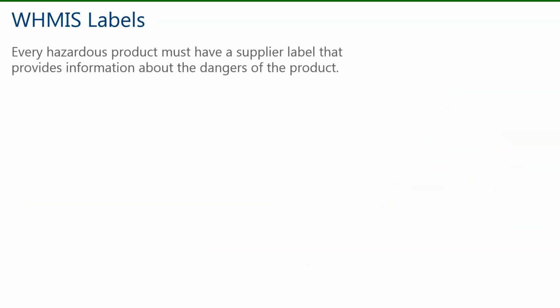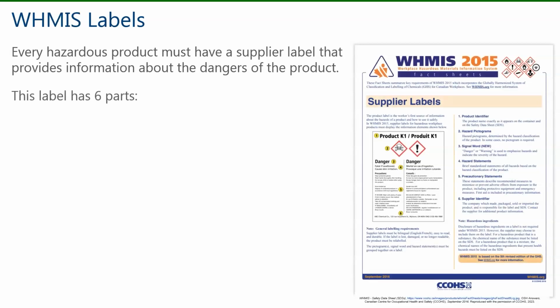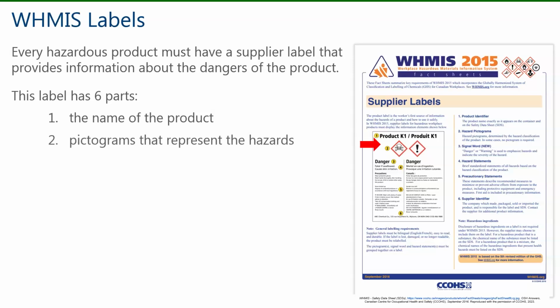Every hazardous product must have a supplier label that provides information about the dangers of the product. This label has 6 parts. It must state the name of the product, pictograms that represent the hazards. You'll notice on the label on the image to the side, there are 2 pictograms highlighted in red. The first is a skull and crossbones, and the second an exclamation mark. There'll be a signal word. On this label, the signal word is danger, and that emphasizes some of the hazards of the product.